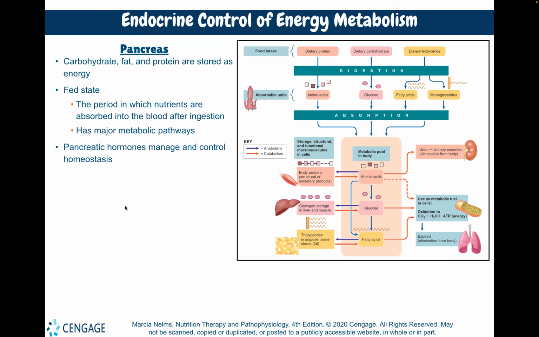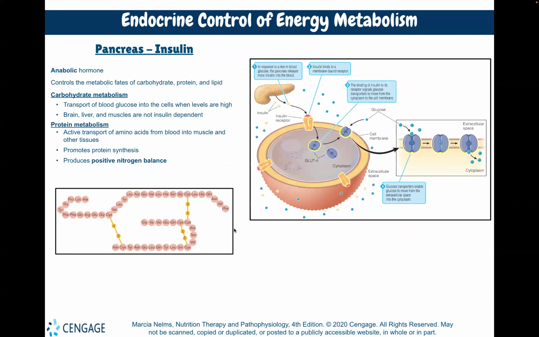So the pancreas is highly involved in the digestion and absorption of proteins, fats, and carbohydrates, particularly when we're in the fed state. And the pancreas and the hormones that are secreted from the pancreas are absolutely necessary for normal digestion, absorption, and metabolism. Insulin is the major hormone that's produced by the pancreas. We need to remember that insulin is an anabolic hormone, so it helps to store. It tells glucose to go into the cells, and when we have a surplus of glucose, we can then store it as glycogen or fat.